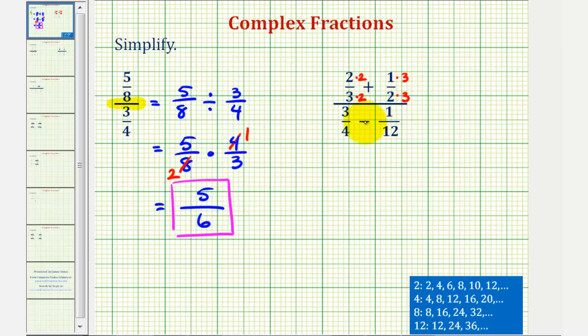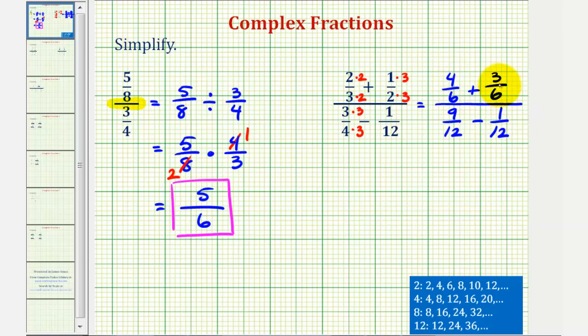Now before we go to the next step, let's take a look at 3/4 minus 1/12. Again, we need a common denominator, which will be the least common multiple of 4 and 12. And since 4 times 3 is 12, we'll multiply 3/4 by 3 over 3. So now 2/3 plus 1/2 is equivalent to 4/6 plus 3/6. And 3/4 minus 1/12 is equivalent to 9/12 minus 1/12.